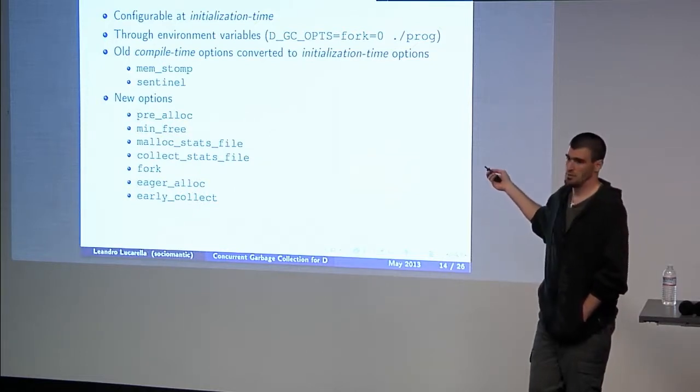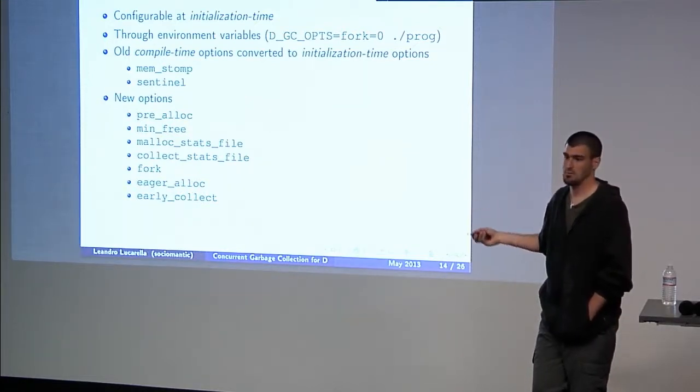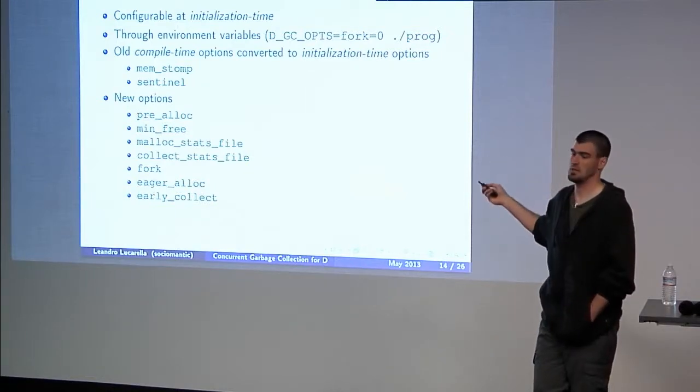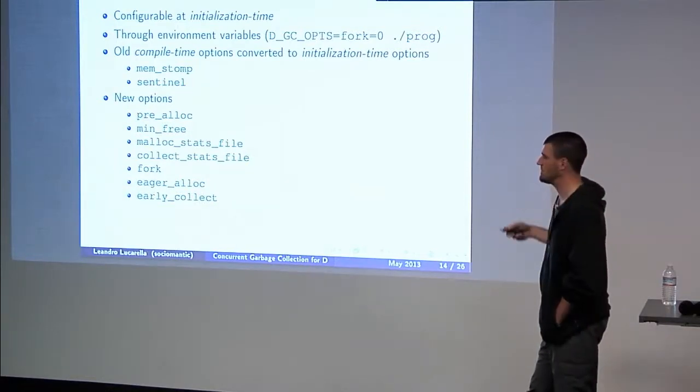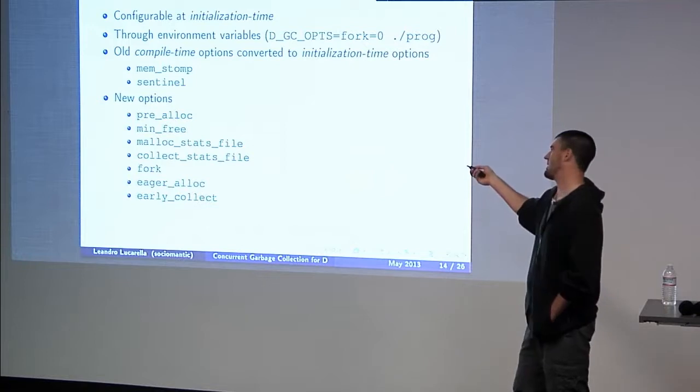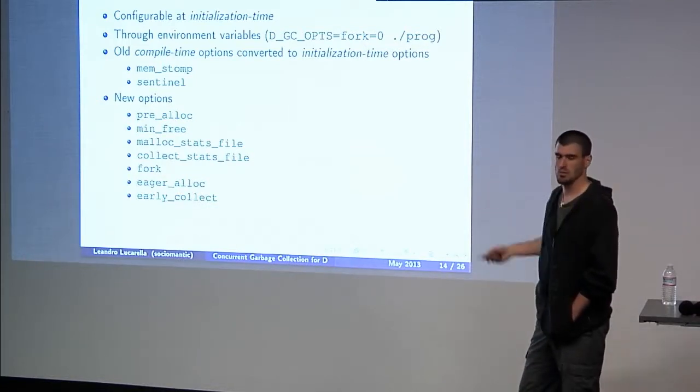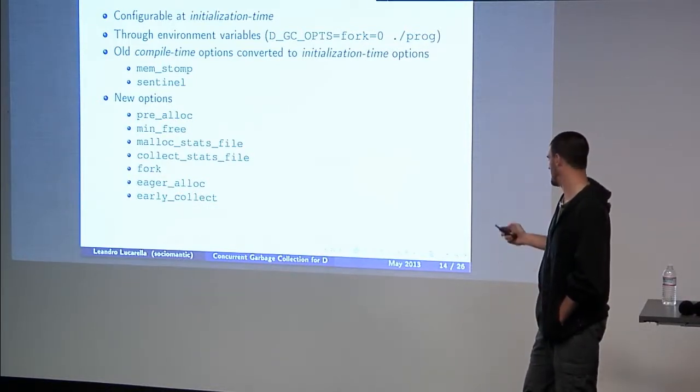Fork is basically to activate or deactivate the concurrent marking. So you can use the garbage collector in the old way too. And eager alloc and early collect are these two optimizations that I talked about before.